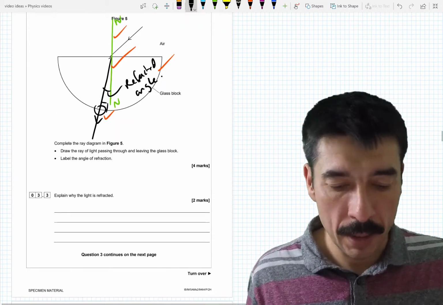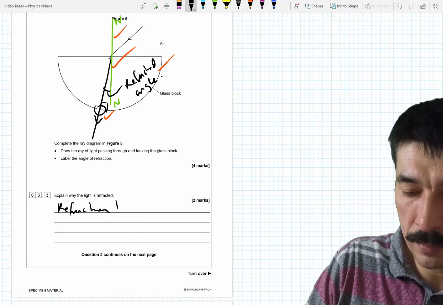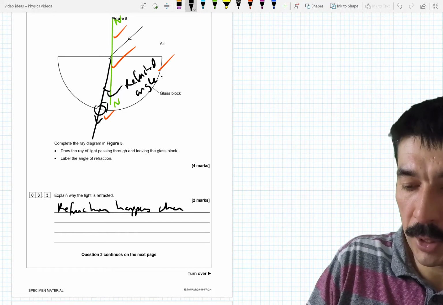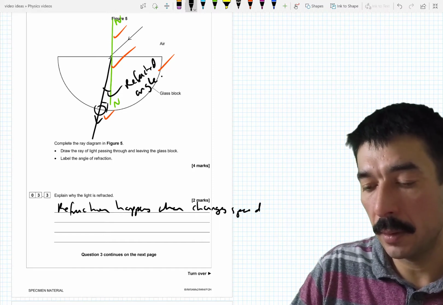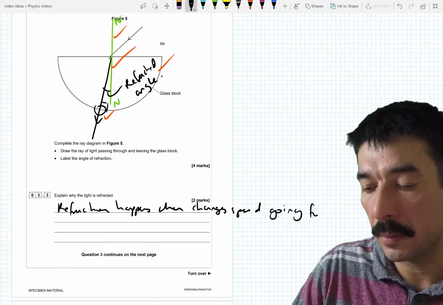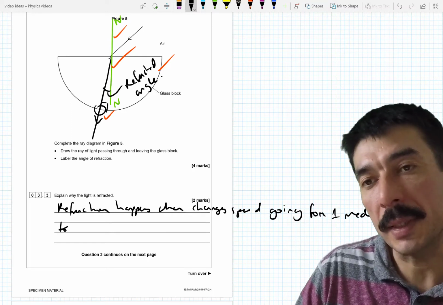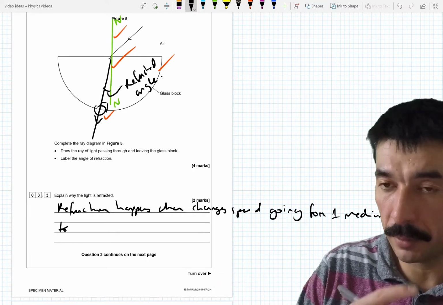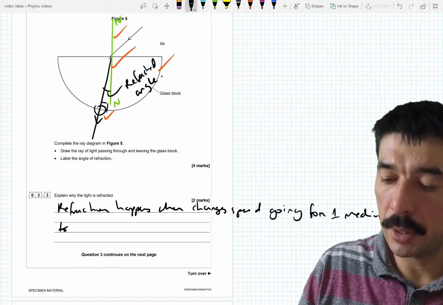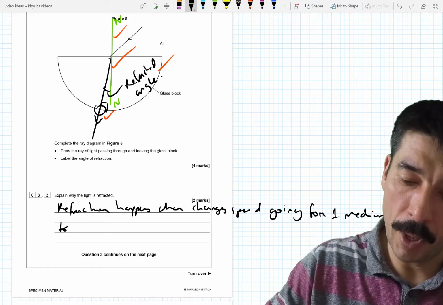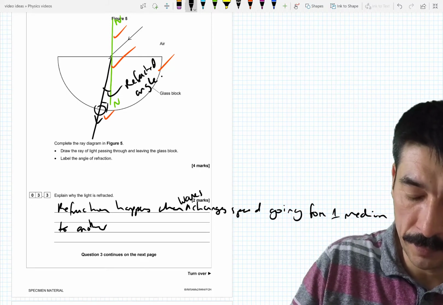Next bit. Explain why the light ray is refracted. Okay, so refraction happens when a wave changes speed going from one medium to another. The medium just means the thing the wave is traveling through. So like right now my voice is traveling through air, and that's the medium. So refraction happens when waves change speed going from one medium to another. Okay, we'll stop.